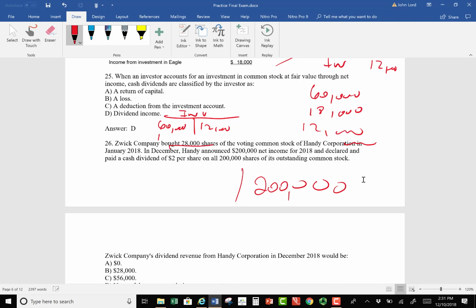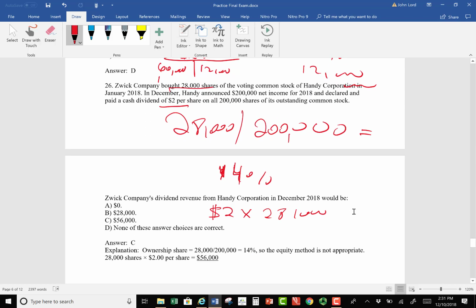200,000 shares outstanding. How many shares did I buy? 28,000. What percent is that? 14%. I'm less than 20%, right? So I use fair value through net income. So I'm only going to take as my investment income whatever dividends I got. They declared dividends of $2 per share, times how many shares do I own? Times 28,000. That should give me 56,000 as the answer here.